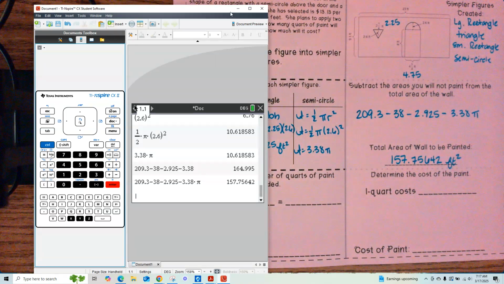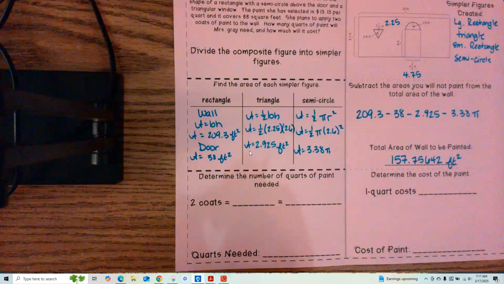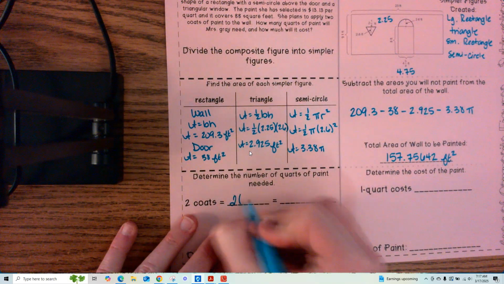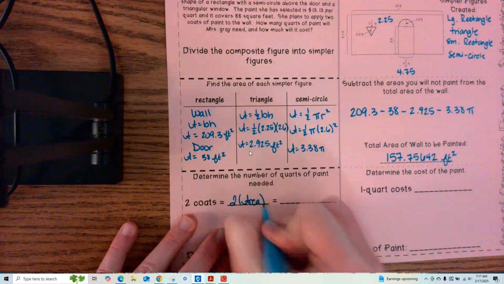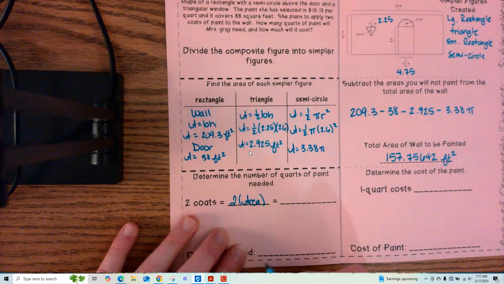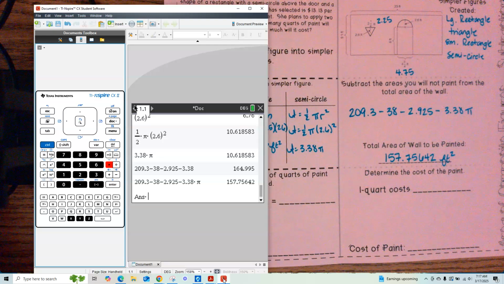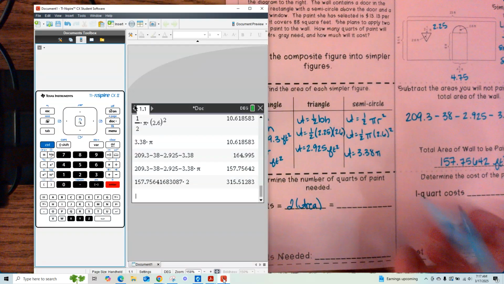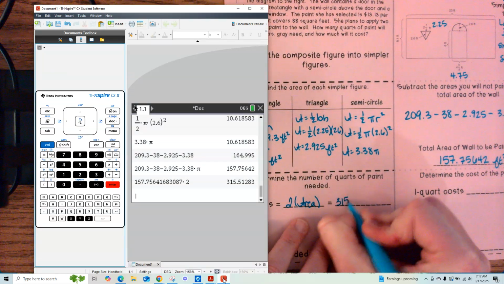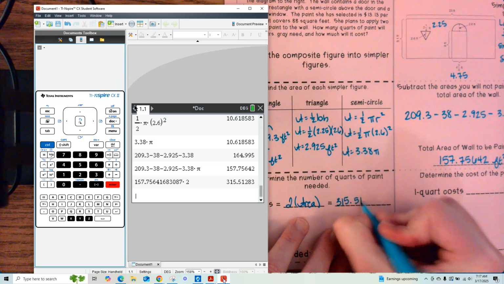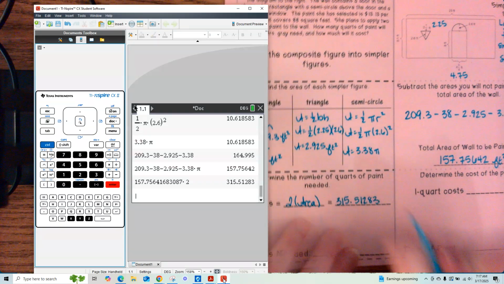And then finally I need to find the cost of the paint. So I need 2 coats, which is 2 times the area that I can paint. So 2 times this, which is 315.5123.